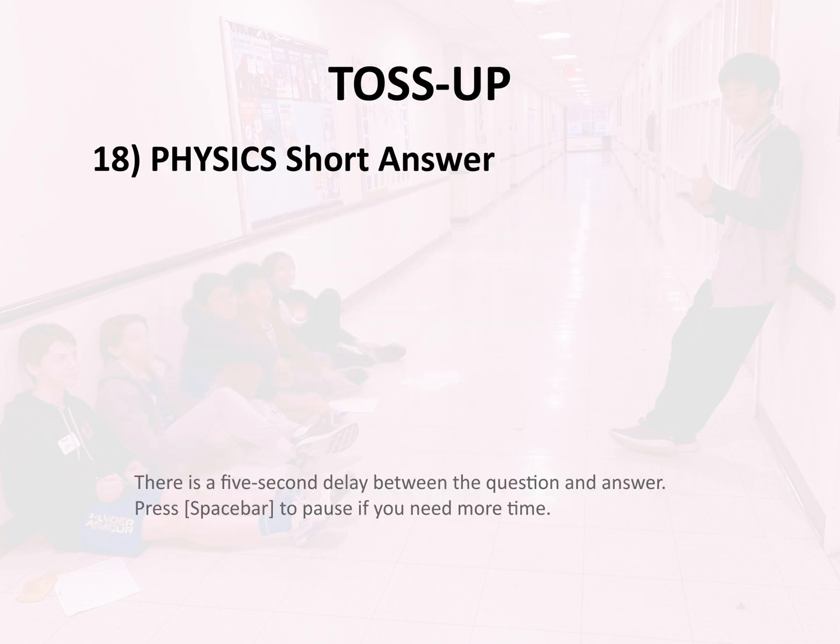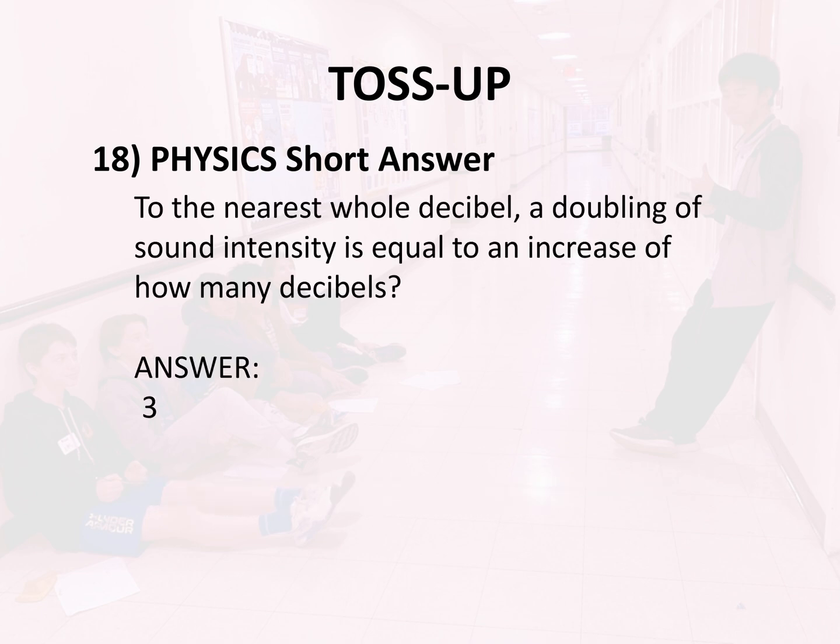Toss-up 18. Physics. Short answer. To the nearest whole decibel, a doubling of sound intensity is equal to an increase of how many decibels? Answer, 3.